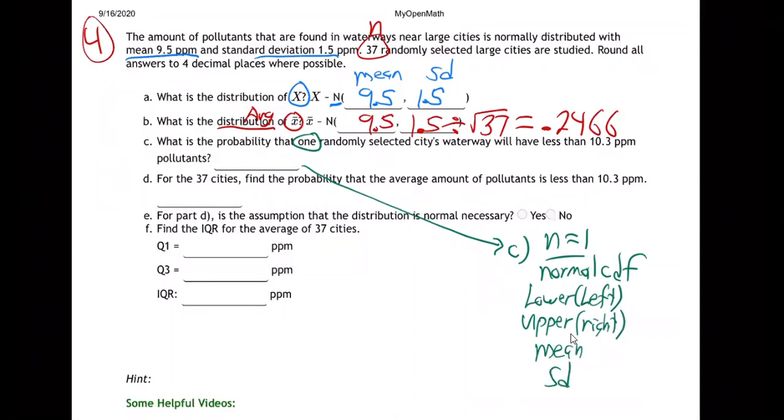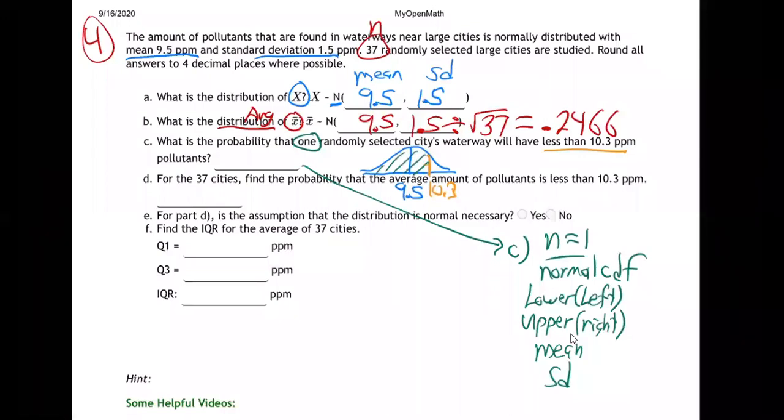Well, it'd probably be helpful to draw a bell curve. Let me do that. So we got our bell curve. The middle of the bell curve is the mean, 9.5. That means the average city has 9.5 as their pollutants. And the question being asked here is less than 10.3. So where's 10.3? 10.3 is bigger, so it's going to be over here. Then they say less, and so that means they want the shading to go that way.